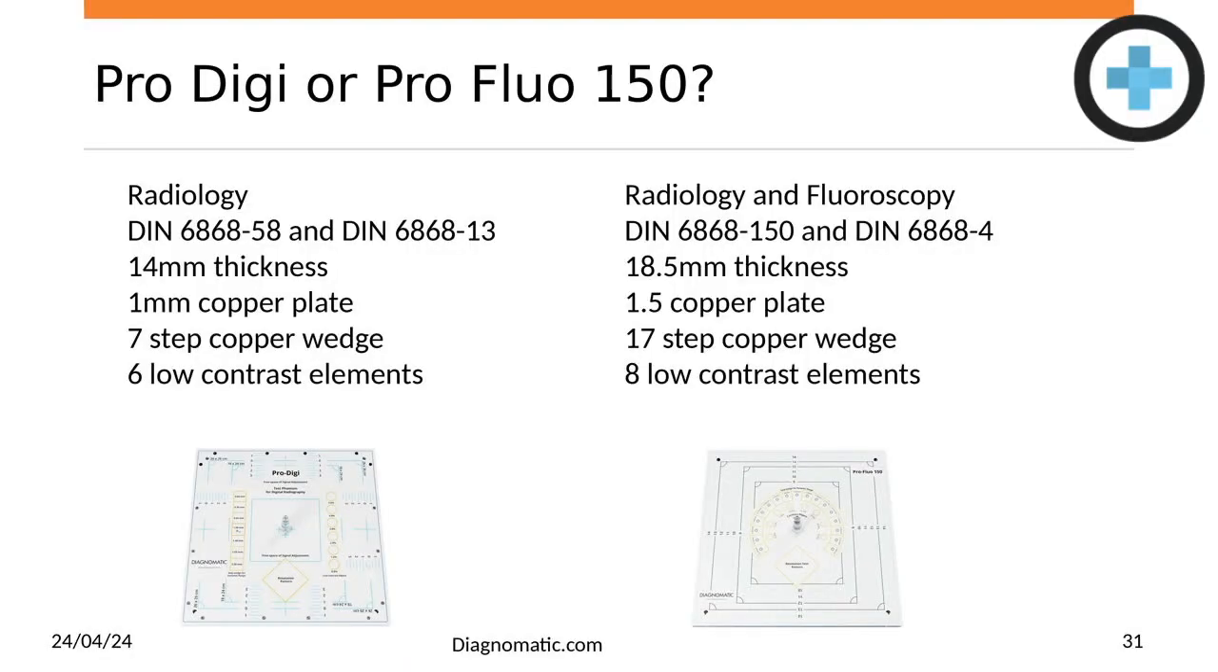So kind of broken down in a real simple way, one is designed more for straight up radiology, the second for radiology or fluoroscopy. Again, 2 different standards here. And there are just a few physical differences as well. The 150 is a little thicker, both the PMMA and the copper plate, and then obviously it has more step wedges, or copper wedges, and low contrast elements, and they're different values as well. Because they're built for 2 different standards, it could be helpful to you or an end user.